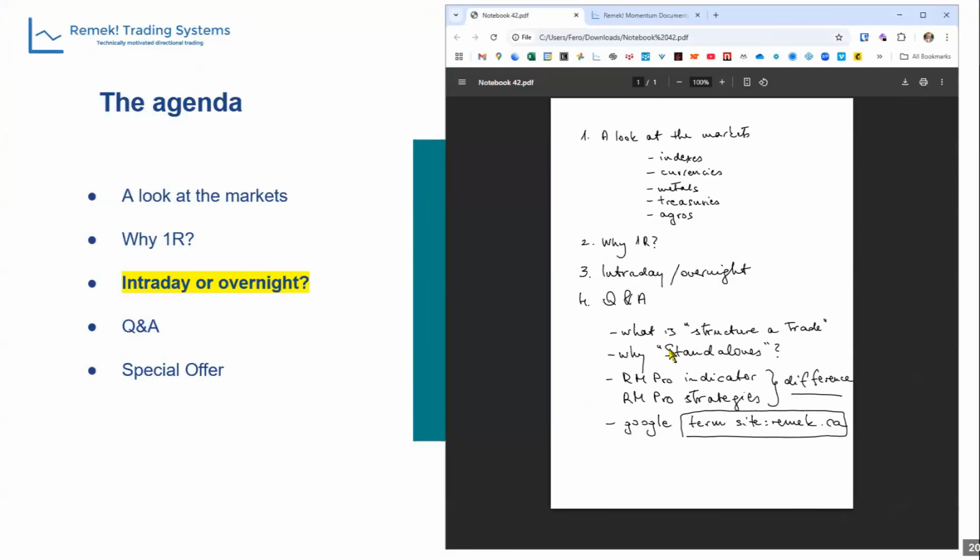And why standalones? The standalones are programmed in such a way that no middleware is needed. So there's nothing between our product and NinjaTrader. Our product is lightning fast, and standalones just means that there's no middleware. There's nothing between us and NinjaTrader.